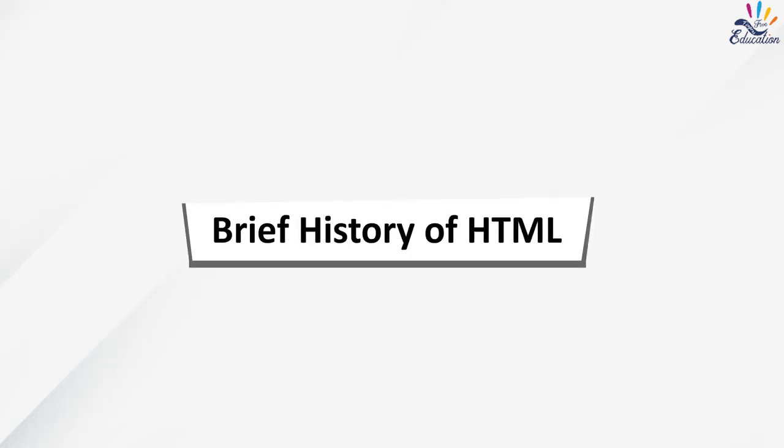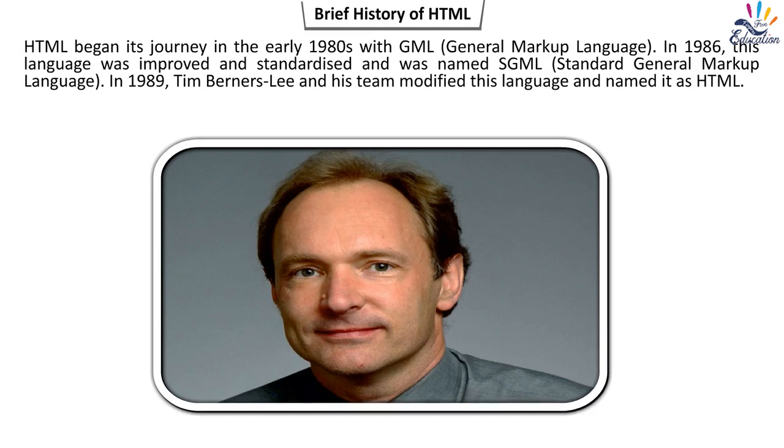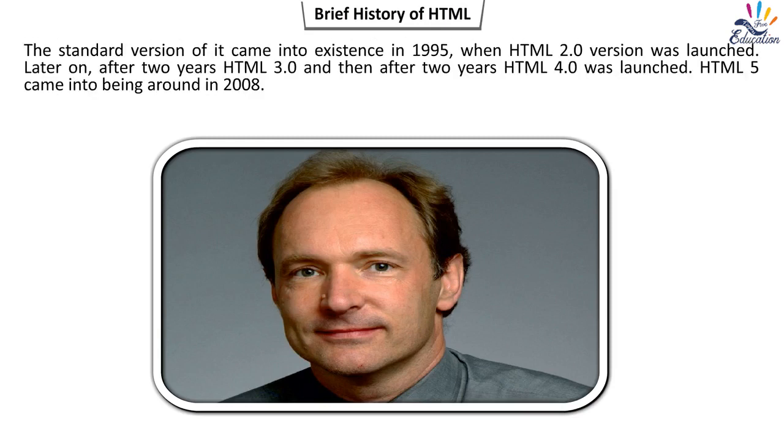Brief history of HTML. HTML began its journey in the early 1980s with the GML, General Markup Language. In 1986, this language was improved and standardized and was named SGML, Standard General Markup Language. In 1989, Tim Berners-Lee and his team modified this language and named it HTML. The standard version of it came into existence in 1995. When HTML 2.0 version was launched, later on, after 2 years, HTML 3.0, and then after 2 years, HTML 4.0 was launched.